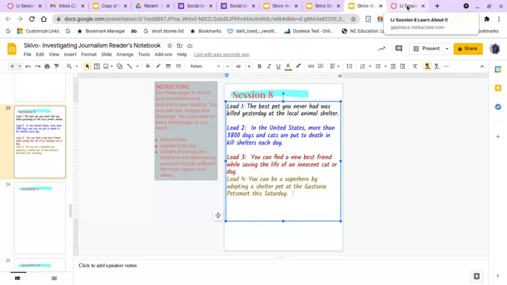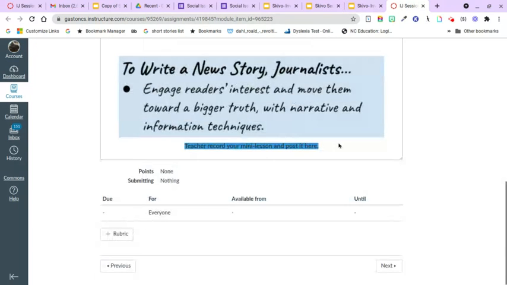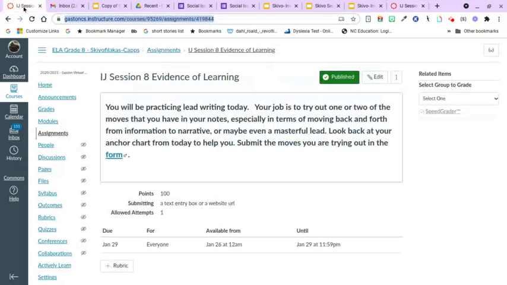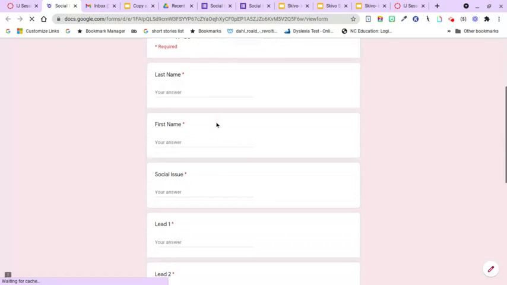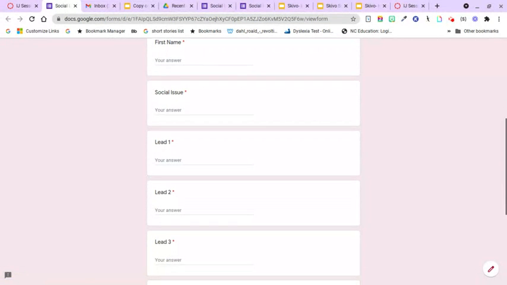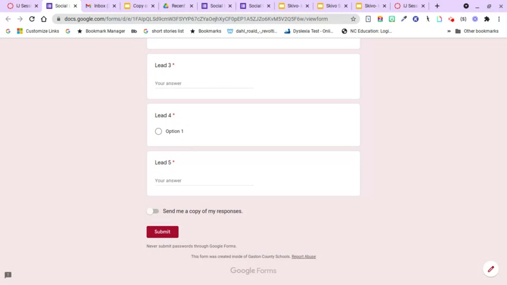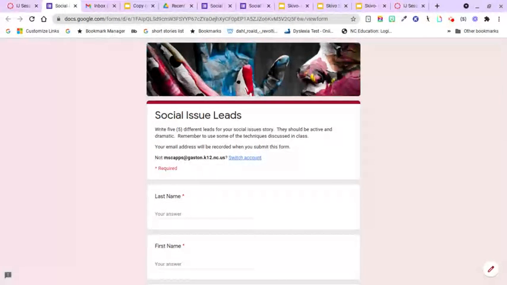And then when you get to your evidence of learning, there's going to be a Google form. So you're going to click on the Google form and you're going to put your last name, your first name, what is your social issue, and then write your leads in here. Okay? 5 leads. Always go send me a copy and then submit it. So your 5 leads will be in your notebook, but you're also going to turn them in here, which will go to a spreadsheet where I can look at all of them all together at once, and I can see everyone's leads at the same time.